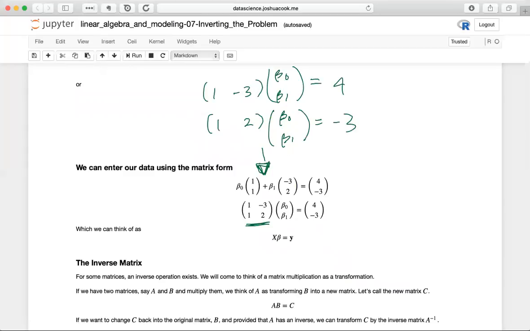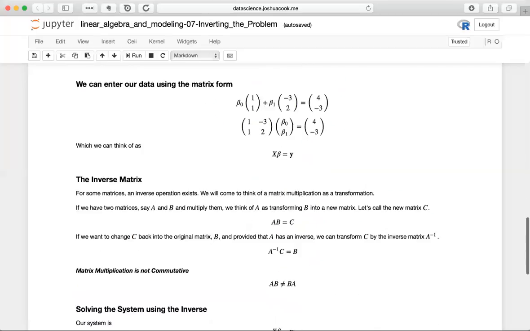We've got a matrix [1, 1; -3, 2] times the vector (beta 0, beta 1) equal to (4, -3). This is useful because we don't want to think about all that bookkeeping up above with all these numbers. We're going to let R handle that for us. All we want is X times beta equals Y, where X is a matrix containing a column of ones and then a column of our X values, and Y is a column of our Y values.